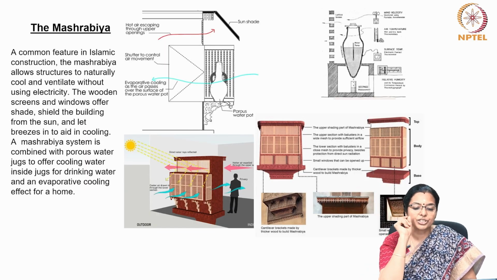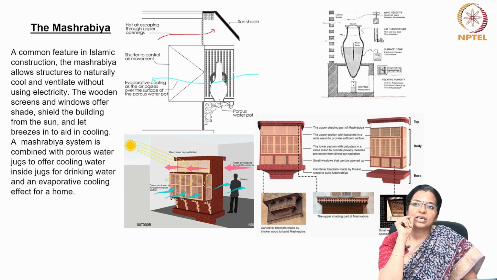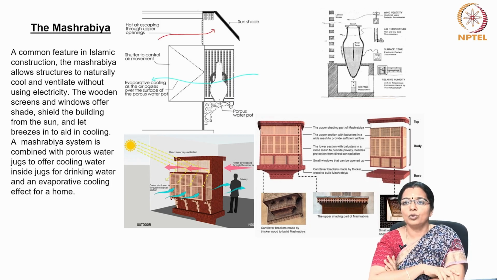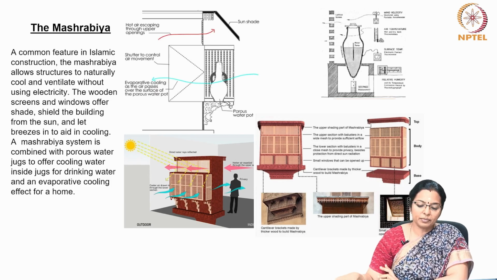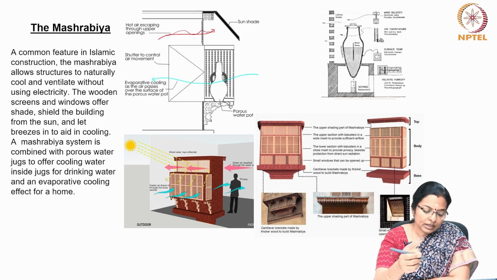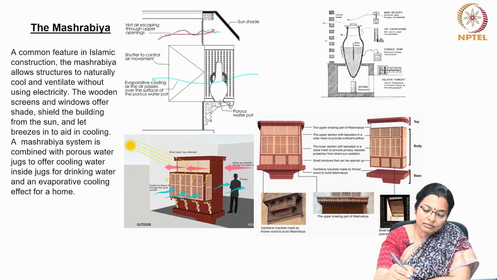First is the mashrabia. This has been a common feature in Islamic construction. The mashrabia allows structures to naturally cool and ventilate without using electricity. The wooden screens and windows offer shade, and they shield the building from the sun and let the breeze help in cooling the building. So, a mashrabia comprises an opening which allows the breeze inside. So, the breeze comes inside.